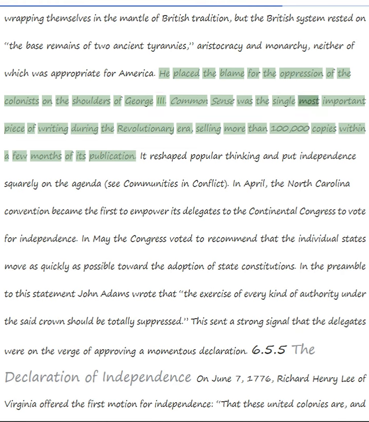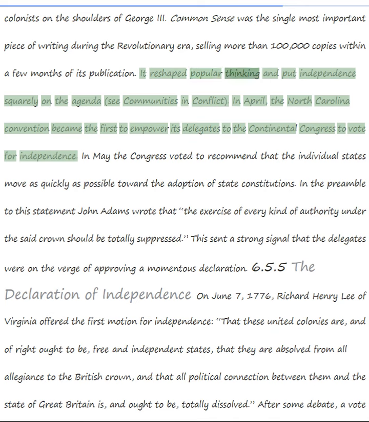Common Sense was the single most important piece of writing during the Revolutionary era, selling more than 100,000 copies within a few months of its publication. It reshaped popular thinking and put independence squarely on the agenda.